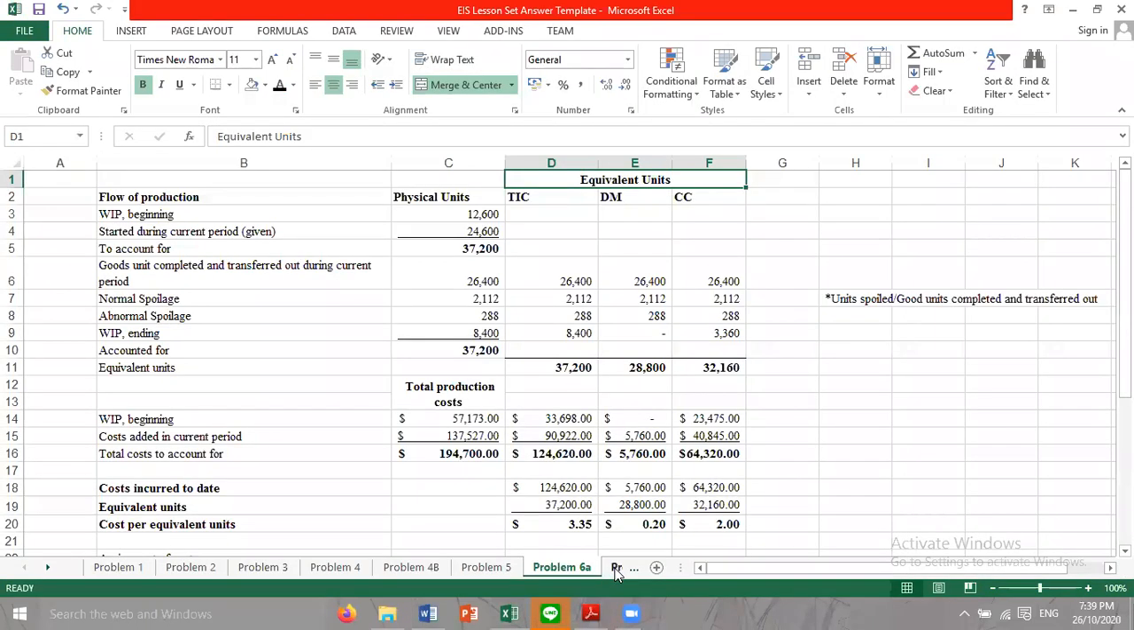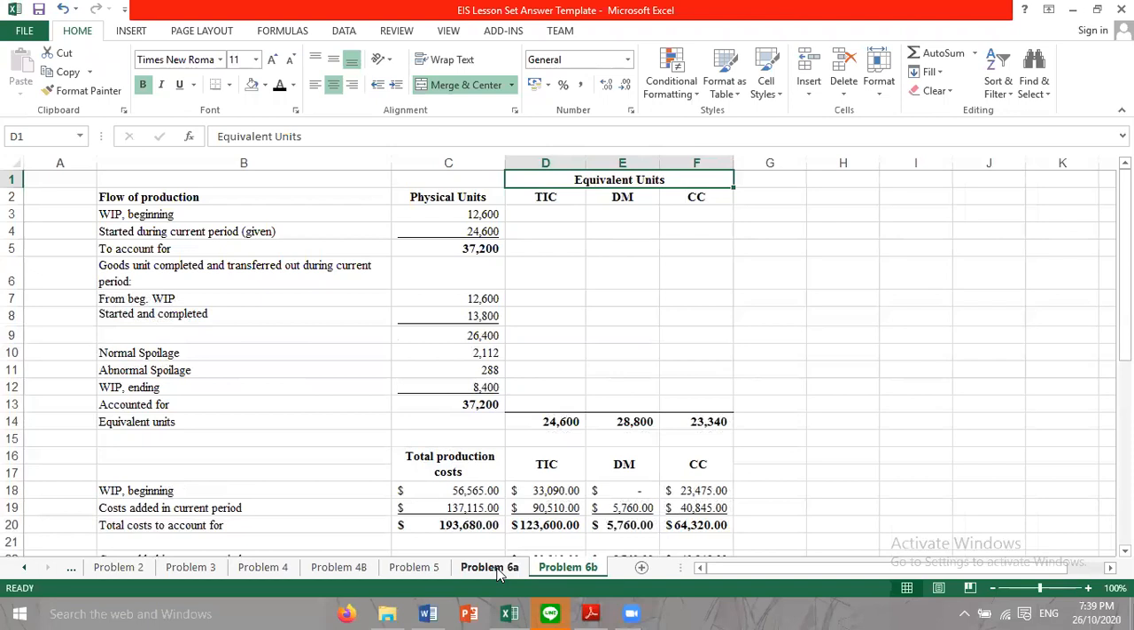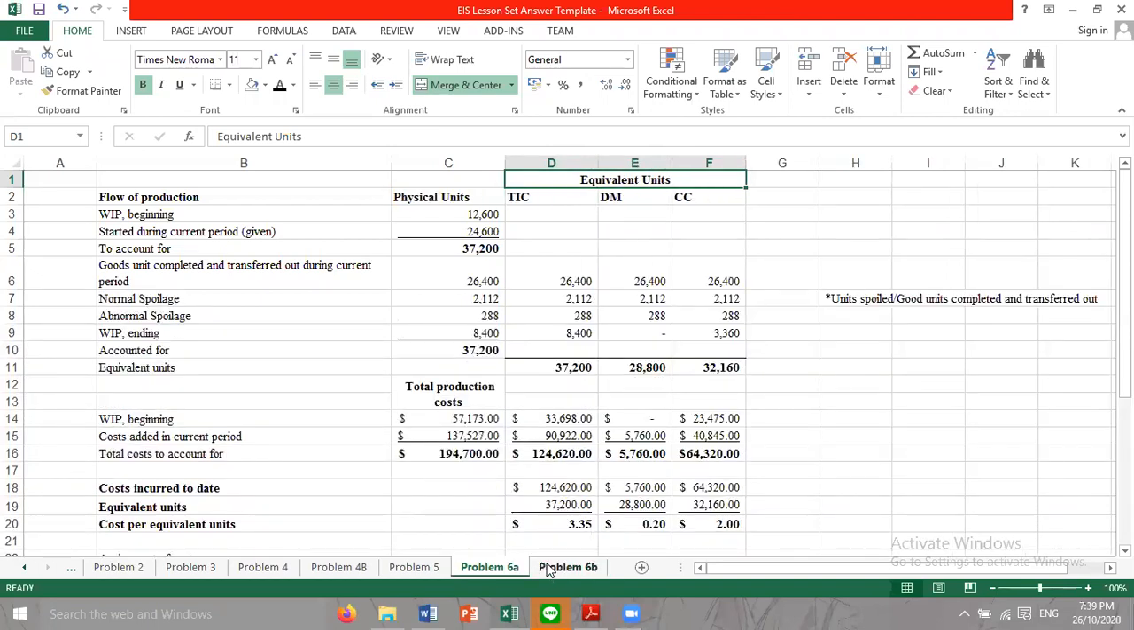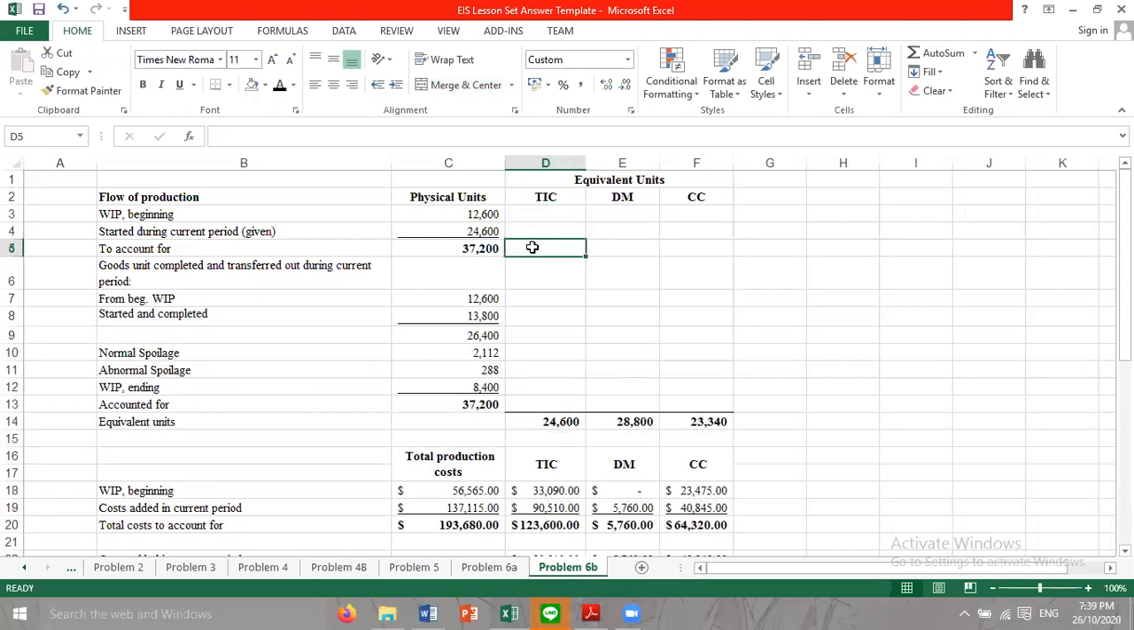All right, same thing as problem 4b and similar to problem 6a, except that this time we use the FIFO method. Once again, we just need to calculate the total physical units. It won't be different from the one before. Once again, this is 8% of 26,400. This is 288, which is the remainder, and the WIP ending is as provided. However, this time we differentiate beginning WIP, or beginning work in process, and started and completed, like what we did in problem 4b for FIFO. So we differentiate this.